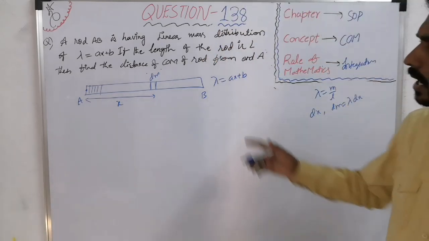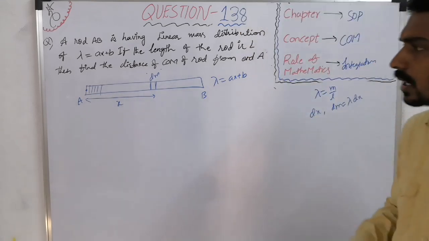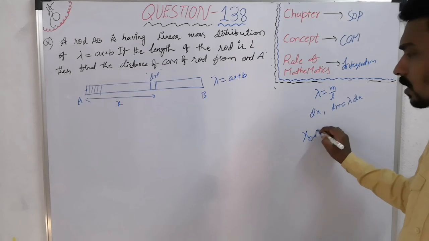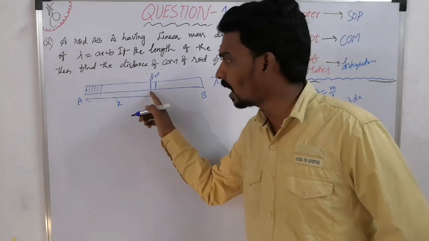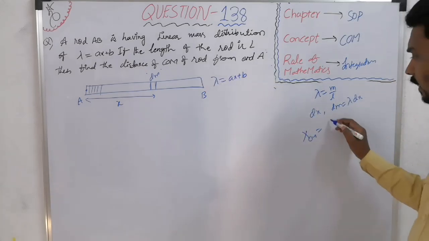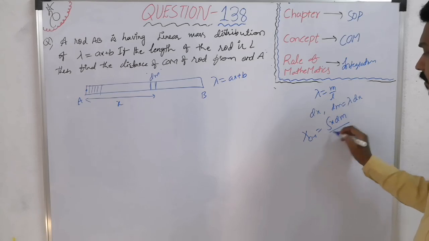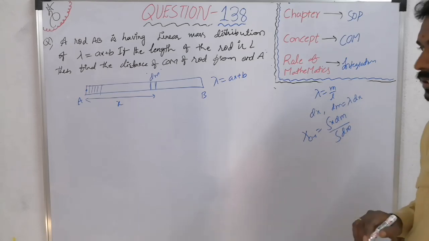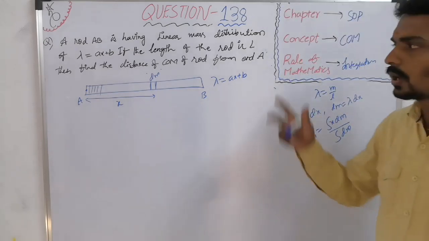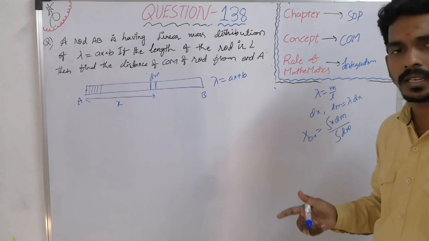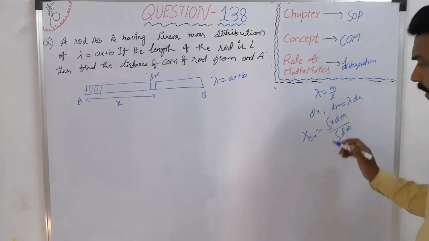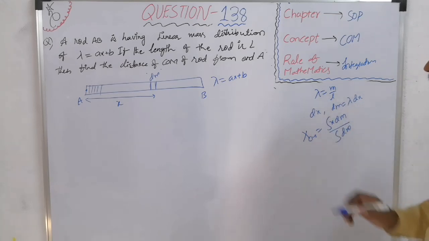Then how do you find the center of mass for the total rod? First you will take the position of the center of mass of the small element. Then for the center of mass of the whole rod we will take integration x dm by integration dm. Here the body is linear, so only one coordinate will be there. If the body is a planar body, then two coordinates will be there, and you have to go for ycm also. But here only xcm. Now what are the limits?